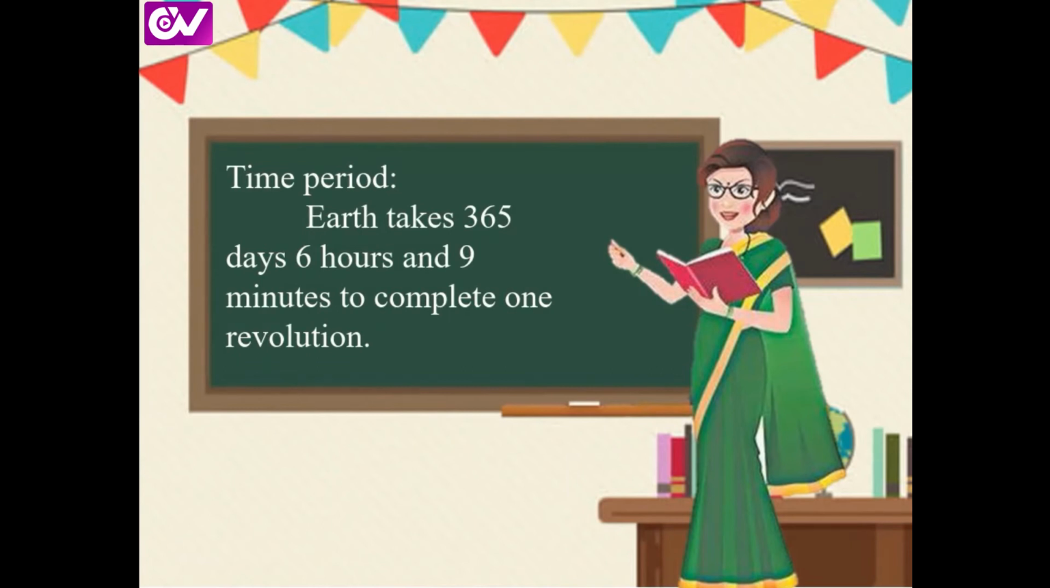Time period of revolution. Earth takes 365 days, 6 hours and 9 minutes to complete one revolution. So it is roughly equal to 1 year. It is a long period of time. Revolution takes a long period of time, but rotation takes roughly 1 day. Revolution takes roughly 1 year.